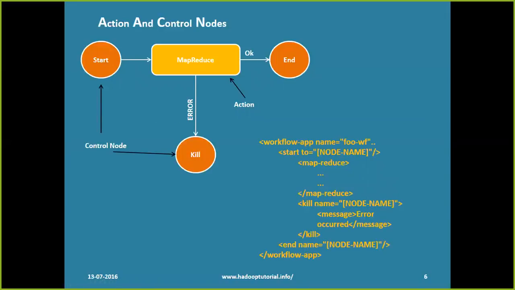And before getting started with the actual XML writing, in this Oozie workflow, you will find mainly two types of nodes. One is an action node and the second one is a control node. Control nodes are responsible for start, end, and kill.